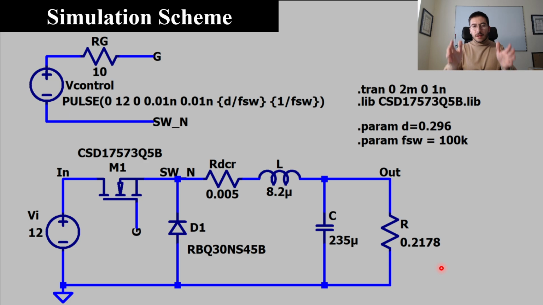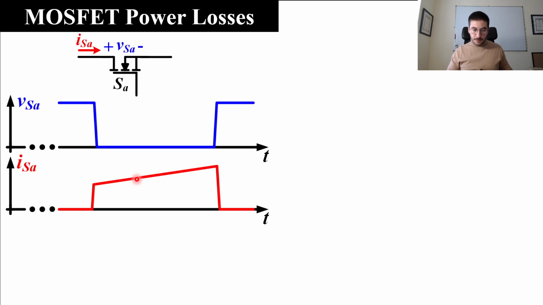In this one, we are going to see a method to identify and evaluate the three types of power losses, and in the next video we are going to see how we implement that method in LTspice. So let's focus on this device. Let's review the voltage and the current across a MOSFET. Here we have the voltage across a device, and here we have the current through the device.